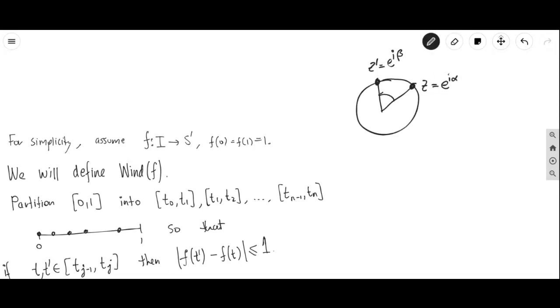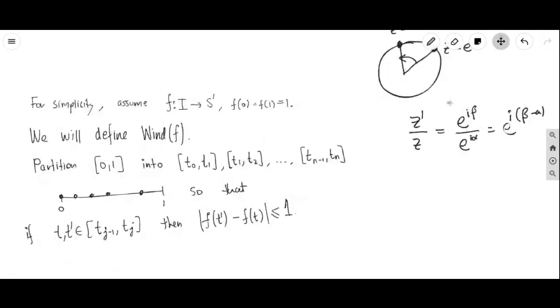Now, if you want to find the angle that changes between them, you can divide the two complex numbers. If you do z prime divided by z, this would be e to the i beta divided by e to the i alpha. By dividing the exponentials, you would have e to the i times beta minus alpha. So beta minus alpha is the change in the angle that occurs between them. That's the basic idea: if you want to determine how much you have to rotate between two complex numbers on the circle, you divide them and then you find the angle.